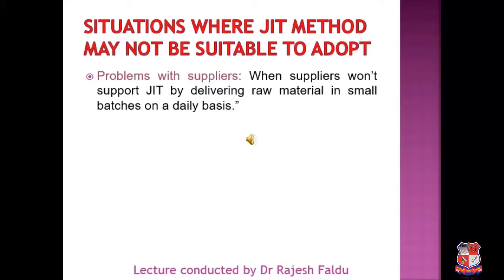One thing is very important. There are situations where the JIT method may not be suitable to adopt. In order for the JIT system to work smoothly, we need to build long-lasting relationships with our suppliers. We need to treat suppliers as partners. When suppliers won't support JIT by delivering raw material in small batches on a daily basis, and when there are problems with suppliers, in those cases we will not be able to implement JIT. We should ensure reliable delivery of materials from suppliers on a daily basis in order for JIT to work.